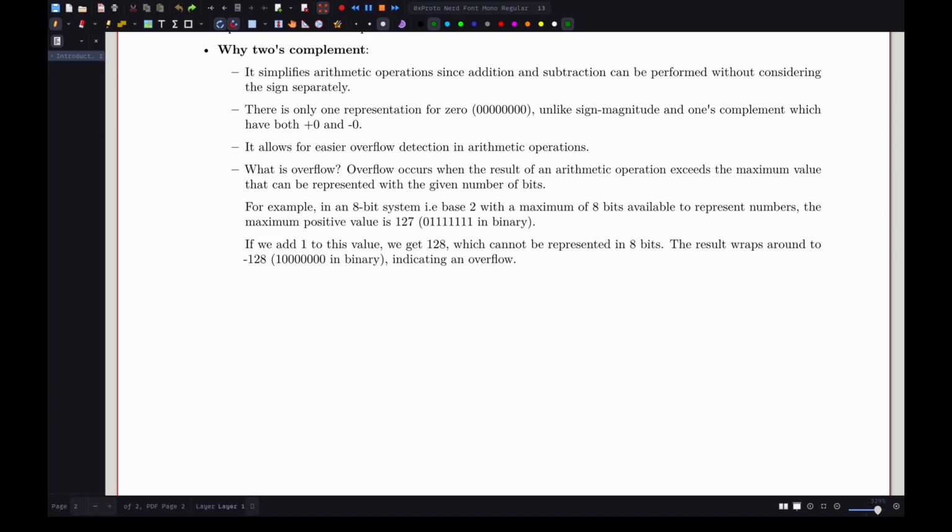Third, it allows for easier overflow detection. What even is an overflow? So we don't have infinite storage space to store a number. Say we're working with 8 bits, right? With 8 bits, if we are storing in 2's complement, the very maximum value you can store is this, which is 127. And then if you try to add 1 to it, logically, we should get 128, right?